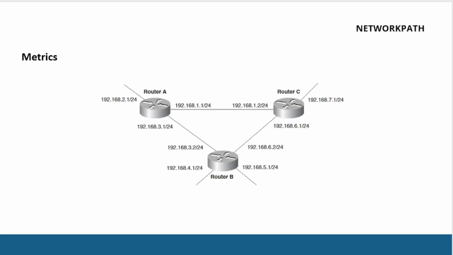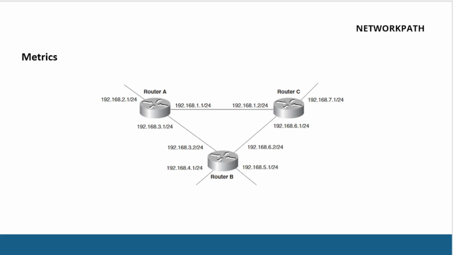In this video, we will understand what a metric is in the routing protocol domain. When a router has more than one possible path to reach the same destination, you can see here A to C, you can go directly A to C or through B. So when a router has more than one possible path to reach the same destination, it needs a way to figure out which path is actually the best path. That's where metrics come into play.